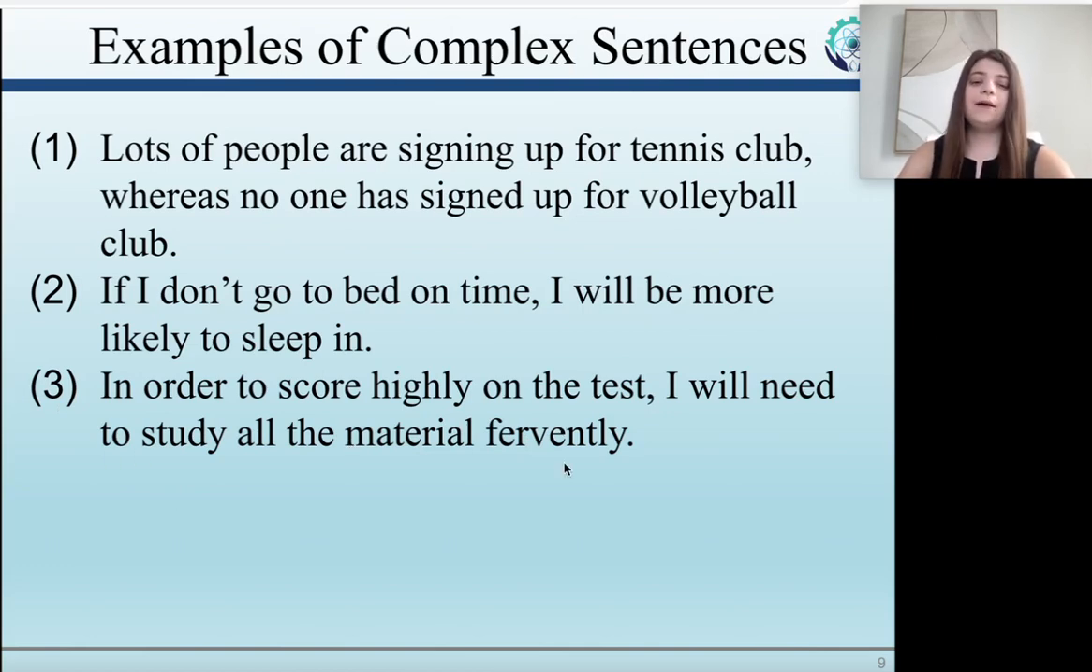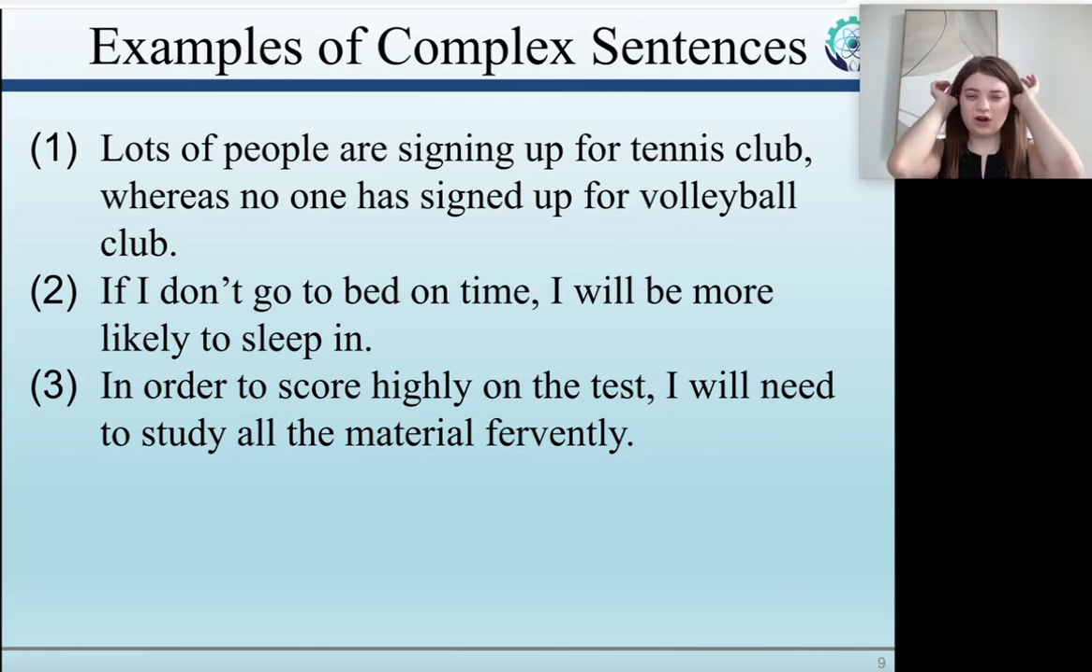fervently. Okay. So this one again, if we just look at this first part, the dependent clause, in order to score highly on the test, well, is that a full sentence? Well, no. We would be left asking, well, what do we have to do in order to score highly on the test? What do we have to do there to achieve that, right? And then it answers it with the independent clause, I will need to study all the material fervently, right? But that said, I will need to study all the material fervently. That is a full, complete sentence on its own, right?